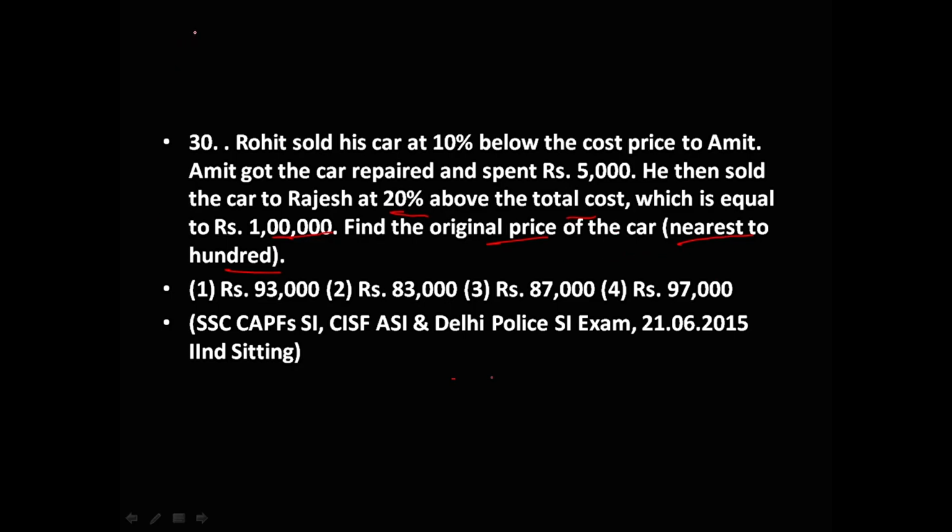So we have to do it from the basics. We can take the CP as X for Rohit. And Amit got the car at 10% below, so his cost is 90x by 100, or 9x by 10. Clear? Amit got the car repaired and spent rupees 5,000. He then sold the car to Rajesh at 20% above the cost price, which is equal to 1 lakh. We're just putting the information.